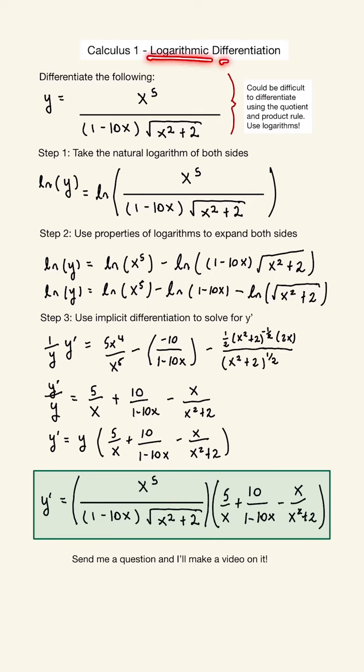We're now going to look at logarithmic differentiation. And so we want to take the derivative of y, which is equal to x to the fifth, divided by 1 minus 10x multiplied by the square root of x squared plus 2.